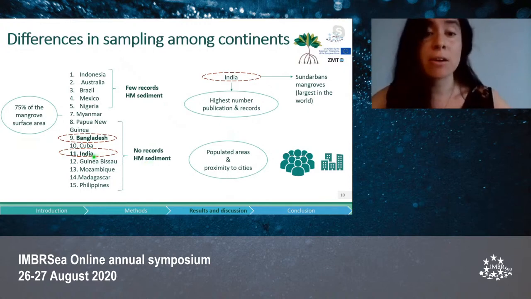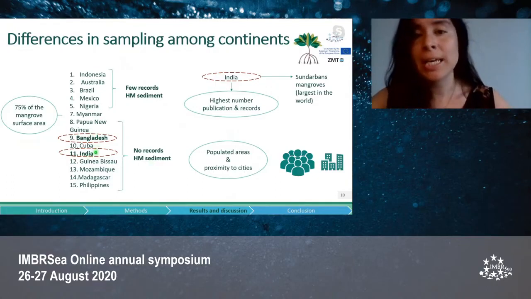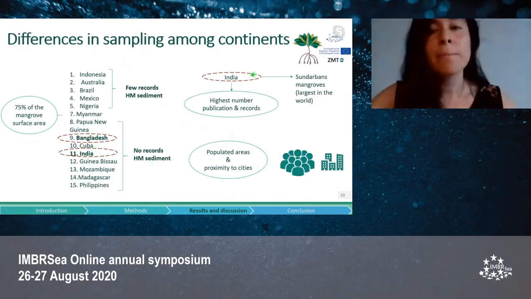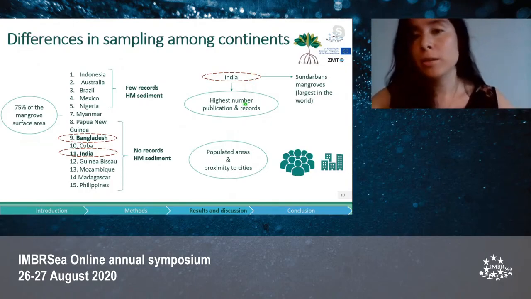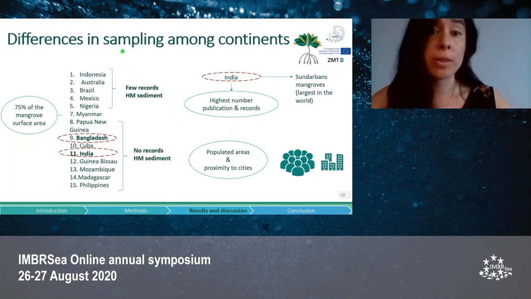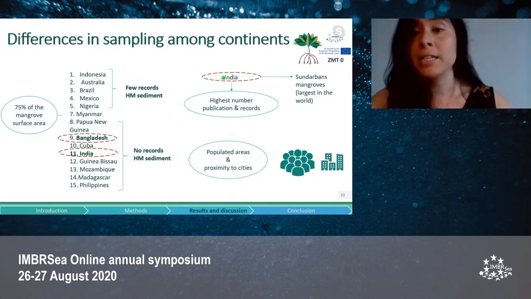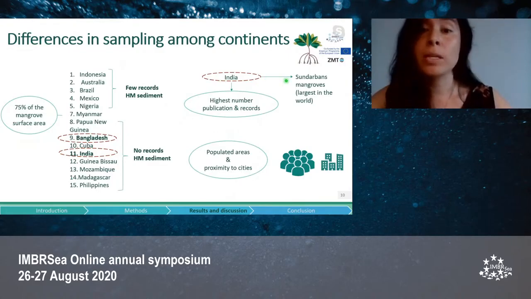The exception is the case of India and Bangladesh, and actually India is just the opposite, being the country with the highest number of publications and records, with one third of the records belonging to India. This could be related to the large extension of mangroves in India, and also to the fact that the Sundarbans mangroves, the largest in the world, are found in India and Bangladesh.